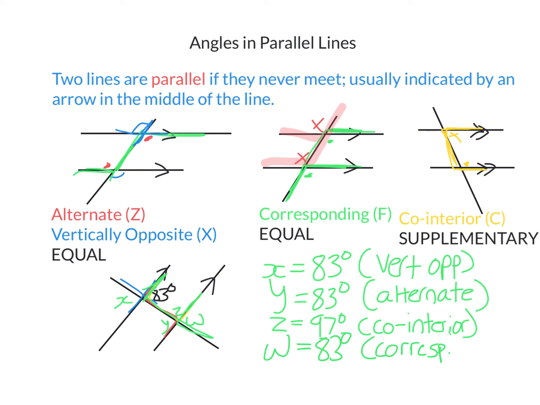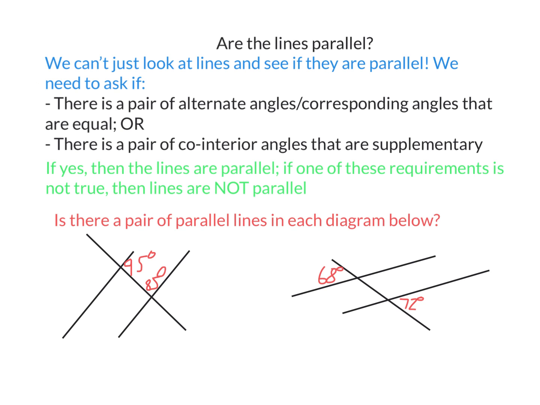All right, the final thing we need to do is the opposite of this. So this is the opposite because in the previous slide, I told you the lines were parallel and asked you to find the size of angles. Here I'm going to tell you the size of angles and you have to tell me whether or not the lines are parallel. Now, you can't just look at the lines and say, oh yeah, they look like they're going in the same direction. You have to use proper geometric reasoning.